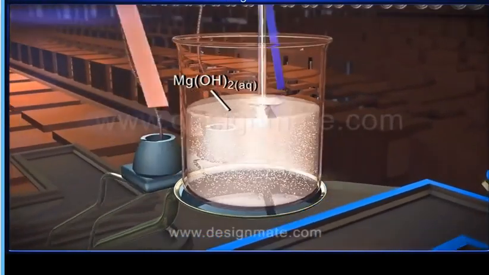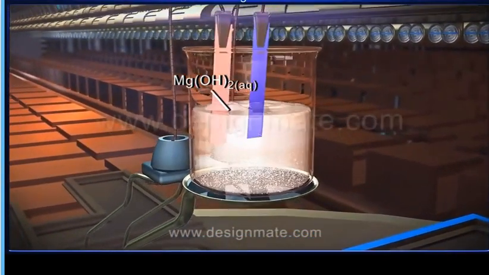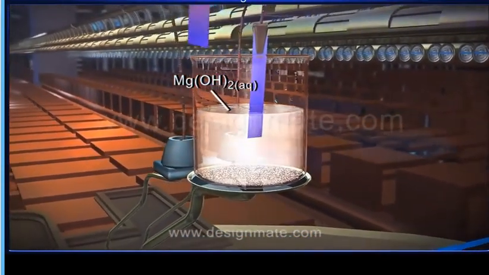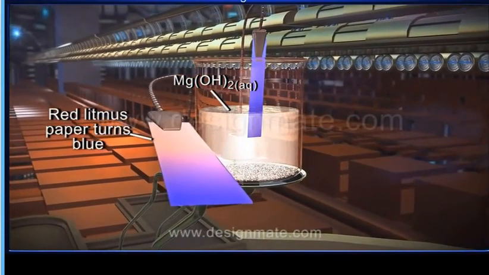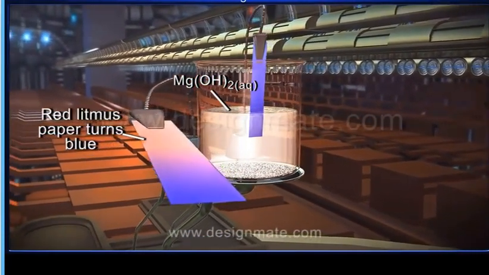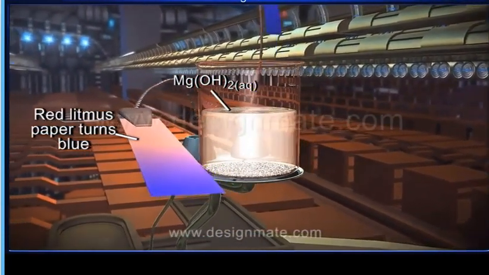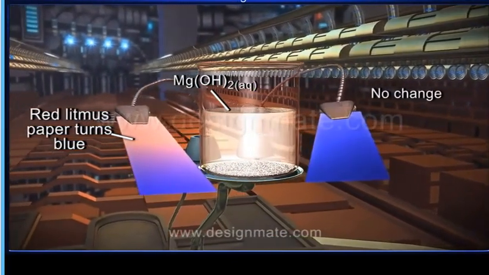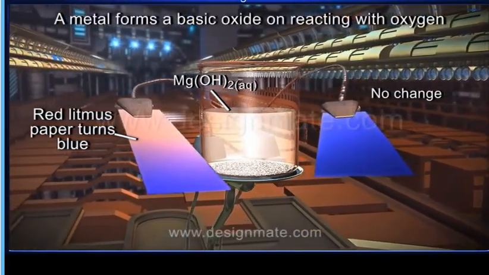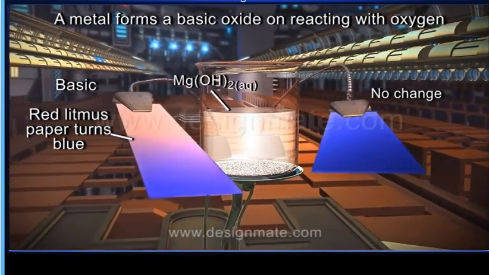Dip a red as well as a blue litmus paper into this solution. The red litmus paper turns blue, indicating that the solution is basic, while no change is observed in the blue litmus paper. This activity confirms that a metal forms a basic oxide on reacting with oxygen.